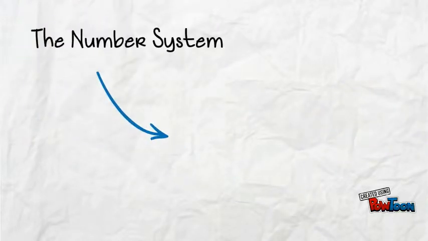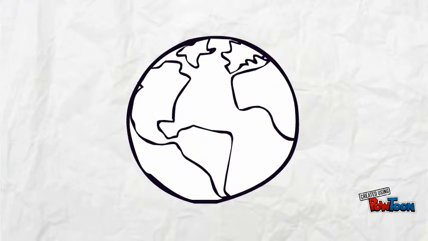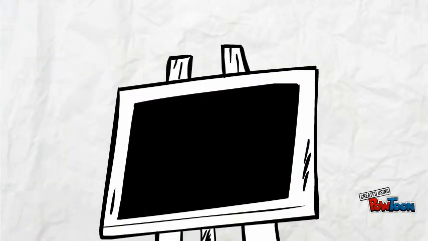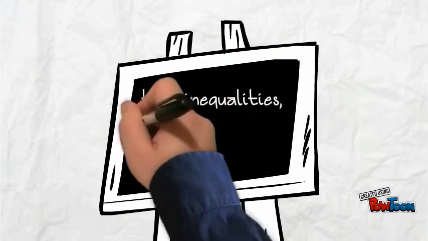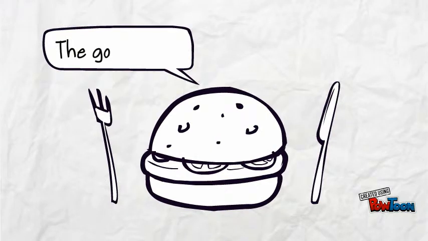The number system is used to categorize and classify numbers so that there is a universal understanding of certain terms and definitions in the field of maths. This is useful to you as it will help you in sections of work like trig, inequalities, and the nature of roots. Without too much fuss, let's start delving into the good stuff.